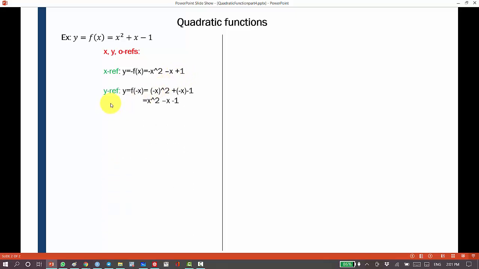Going for the y reflection, we replace x with minus x, that is we find f of minus x, that is minus x all squared, plus minus x minus 1, which is x squared plus times minus is minus x minus 1.